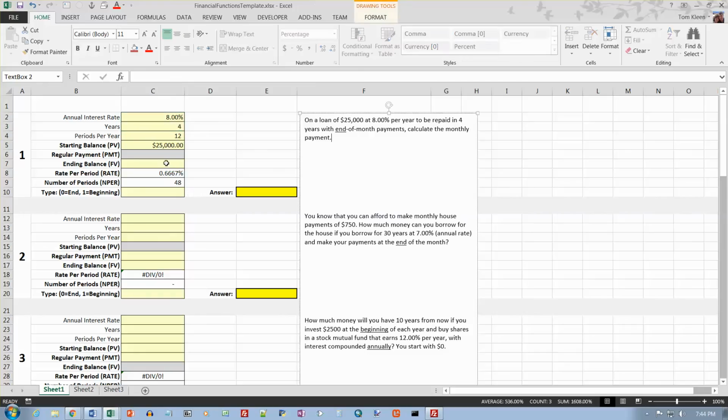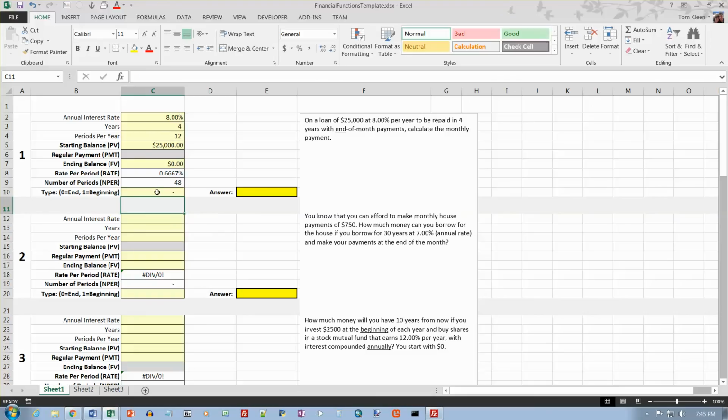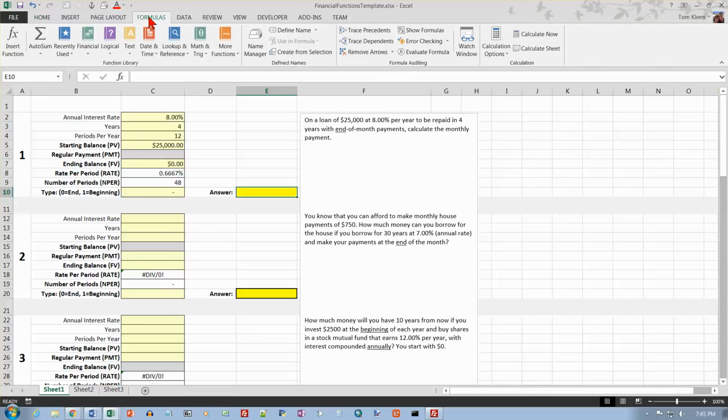Okay, we're trying to figure out the payment, and the ending balance on a loan is usually zero, and we're doing end of month payments, so we need a zero down here. Now we're trying to find the payment, so that's going to be the PMT function. So with the cursor in this cell, let's go to our formulas and go to financial and scroll down to the P's and pick PMT.